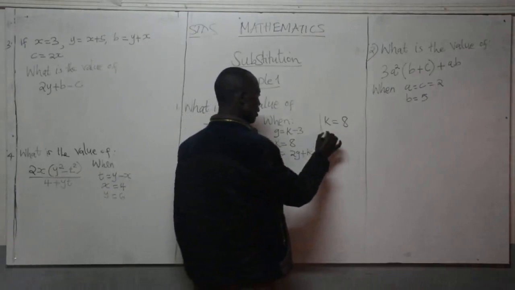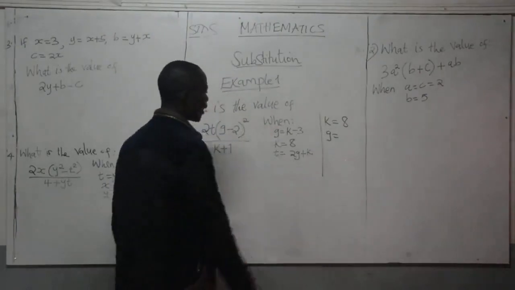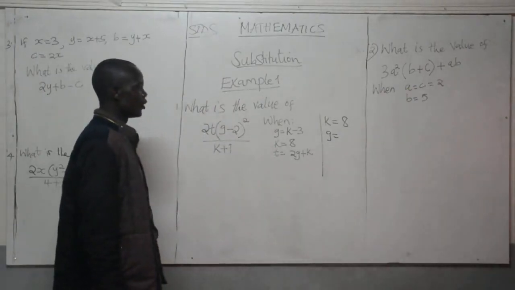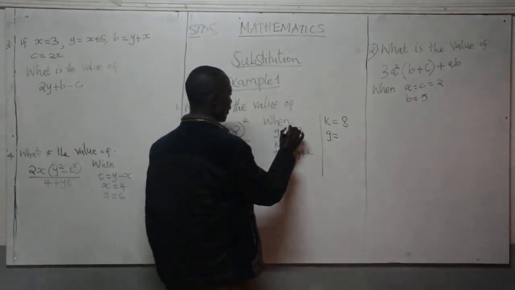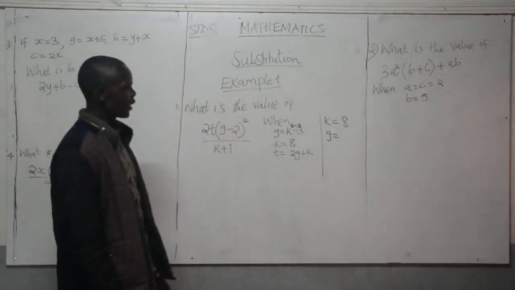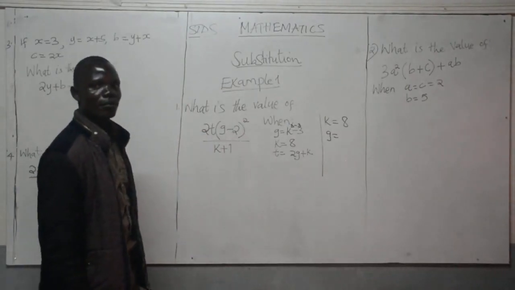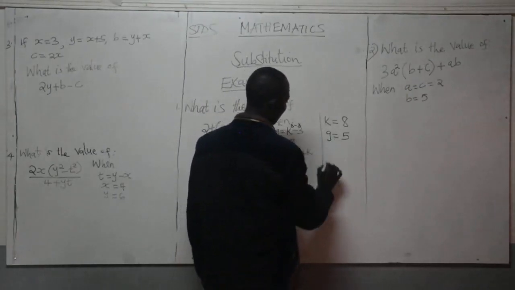Then we have g. The value of g is equal to k minus 3, and the value of k is 8. So in this case it is 8 minus 3. Can you subtract that? 8 minus 3 gives us what? It gives us 5. So the value of g is 5.